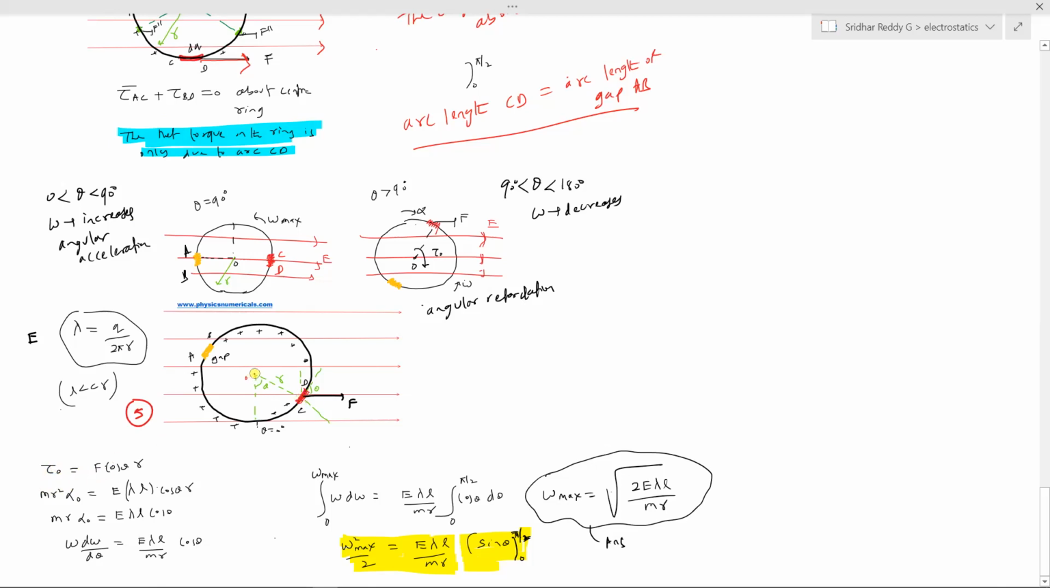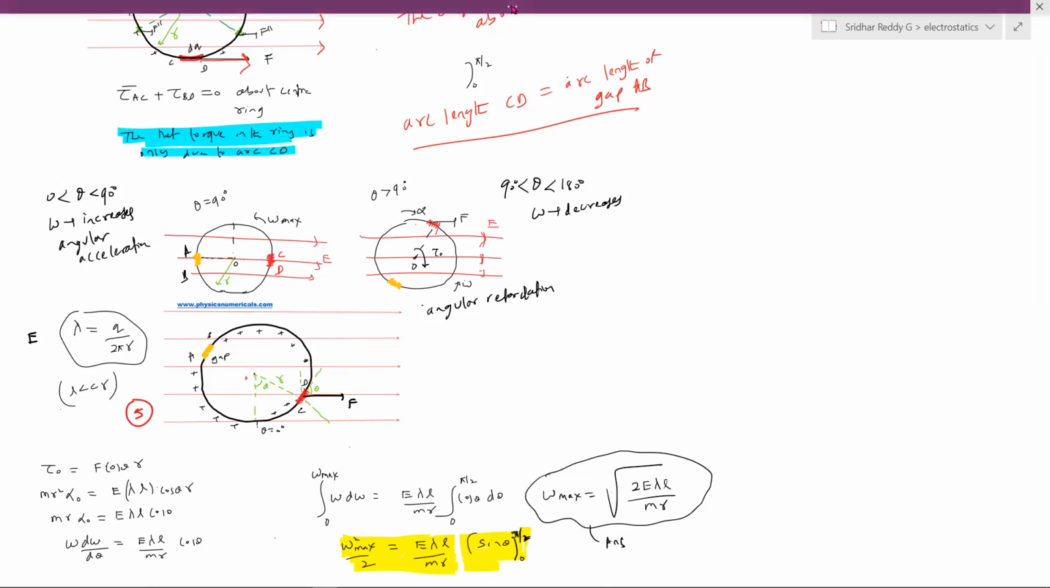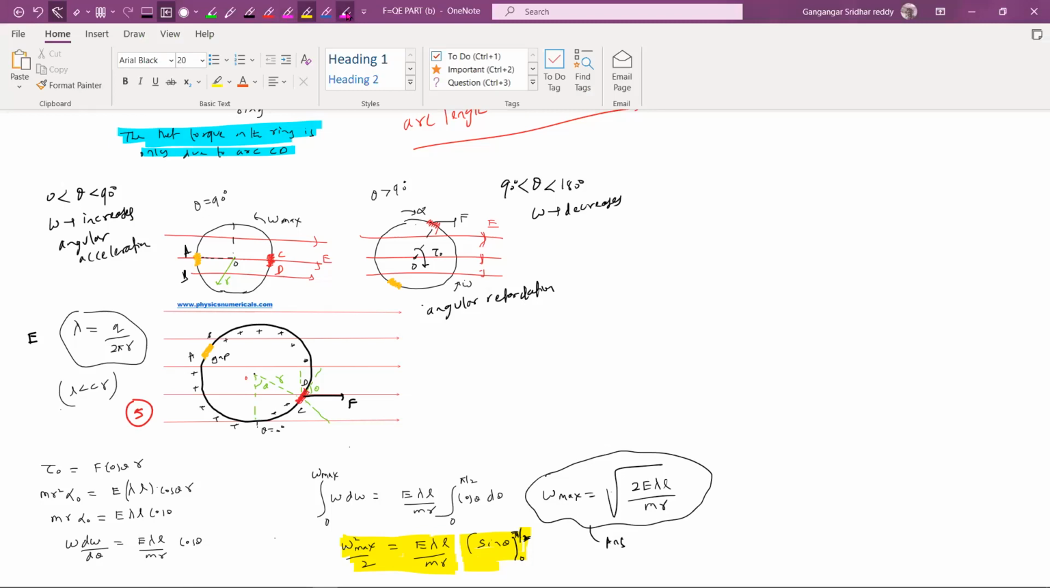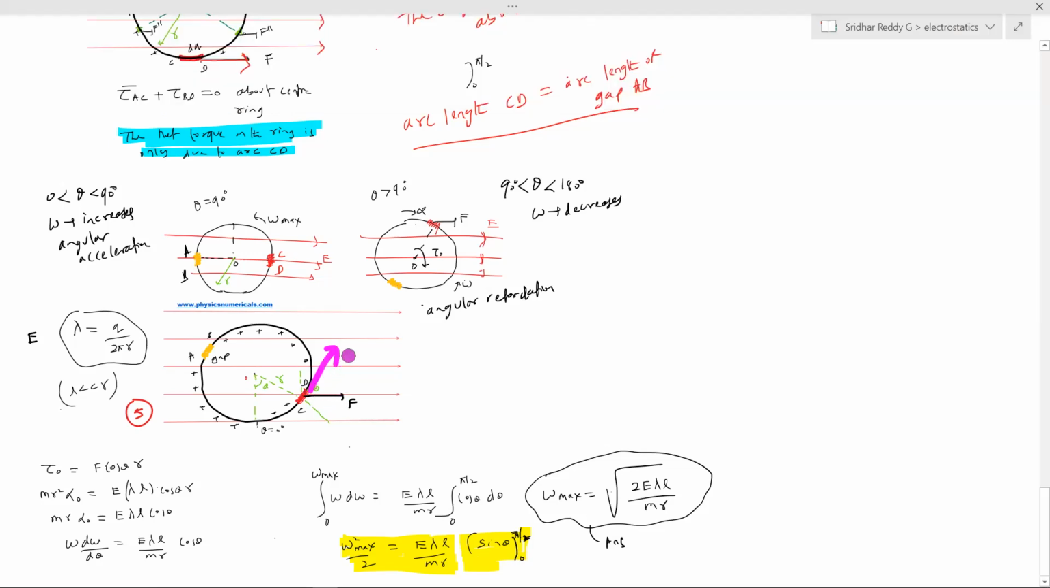Talk about the torque about O by this applied force. It should be equal to the component of force, F cos theta, and F sin theta. So F cos theta into small r will be the torque. What is the torque equal to now? Torque about O should be equal to I naught into alpha naught, that is, m r squared alpha naught.